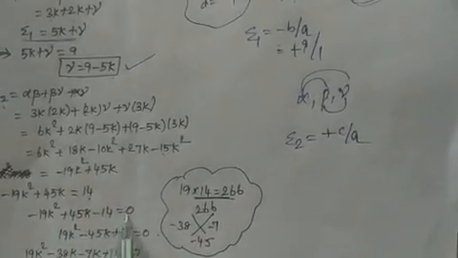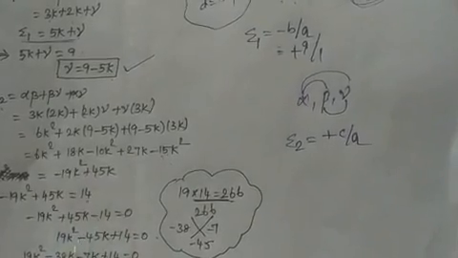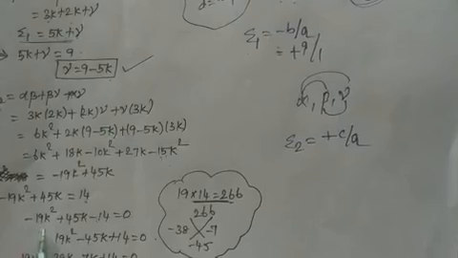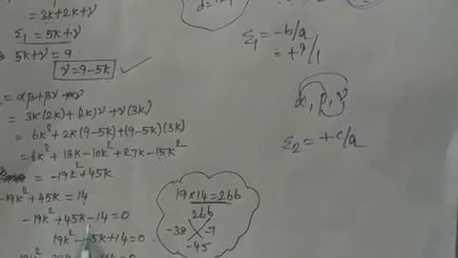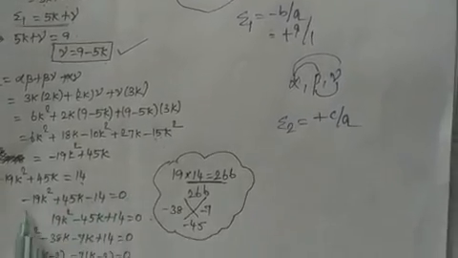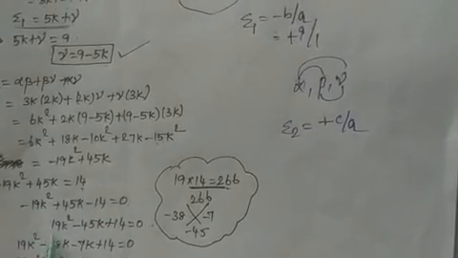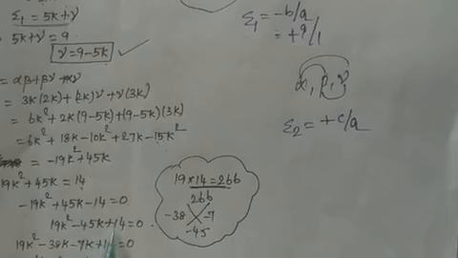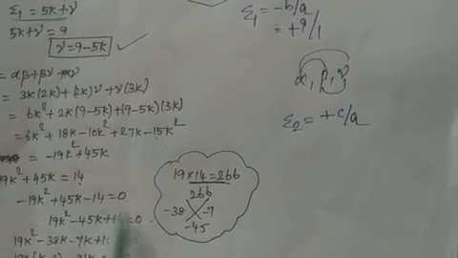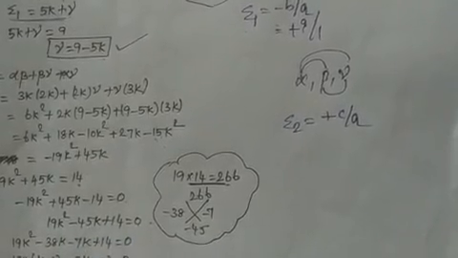So take 14 to the left hand side. We get minus 19k square plus 45k minus 14 equal to 0. Multiply this by minus 1. What happened? 19k square minus 45k plus 14 is equal to 0. On simplifying this quadratic equation, we can find out the roots.